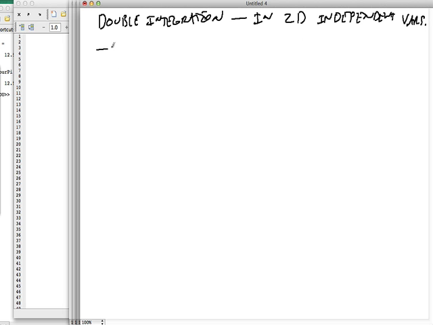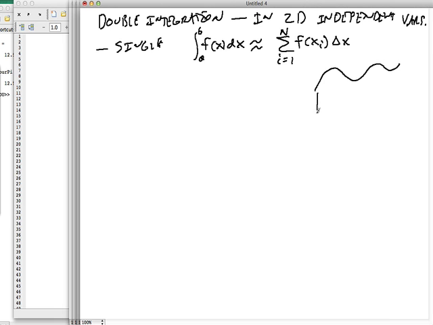Let's go back to what single means. Single is the standard integral we've all known: the integral from a to b of f of x dx, which is approximately equal to the sum from i equals 1 to n of f of x sub i times delta x. This is the standard definition we all know and love. It goes from a to b on the x-axis.